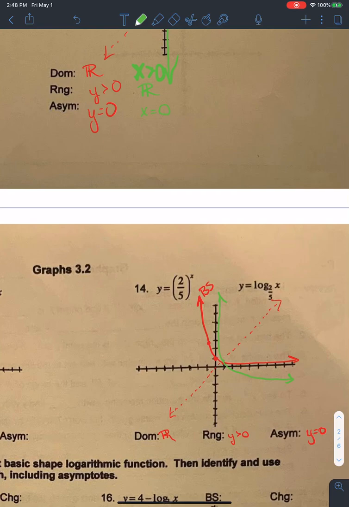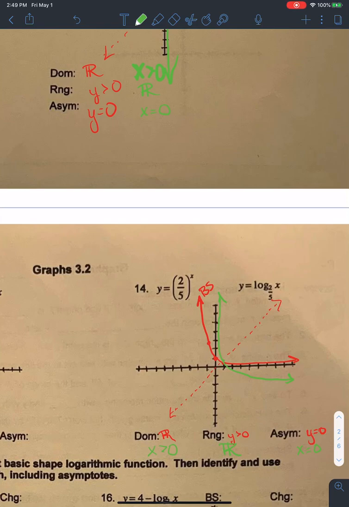So that changes my x domain to be x is greater than 0. My range is all real numbers, and my asymptote is x is greater than 0. So really, that information didn't change.